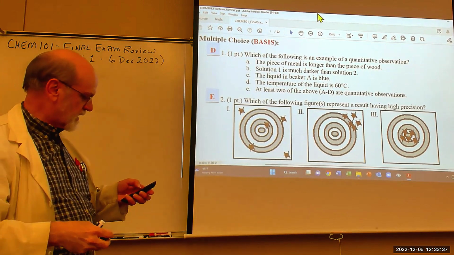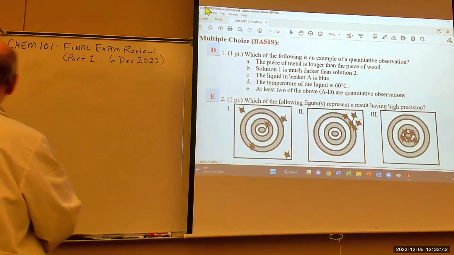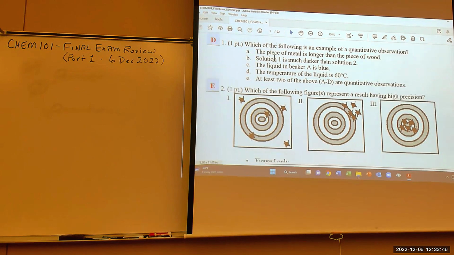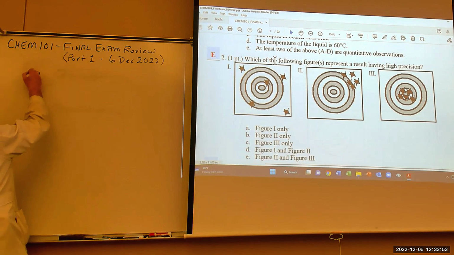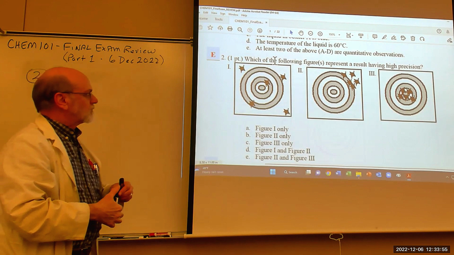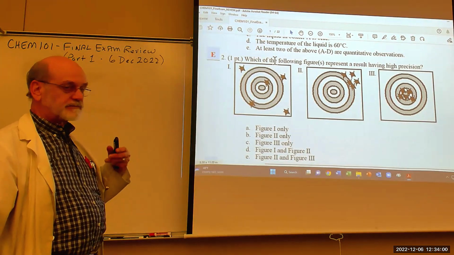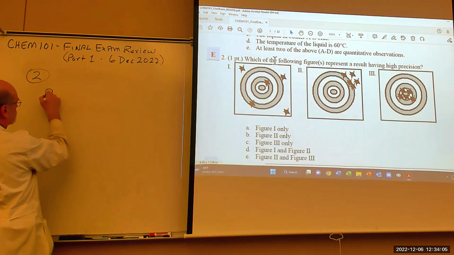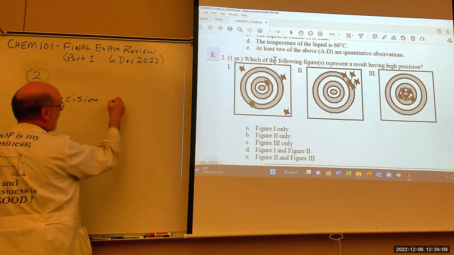All right, let me see if I can scroll this one. No, I think I'm going to have to do some of these manually. There we go. Number two. Which of the following figures represents results that have high precision? Remember the difference between precision and accuracy.